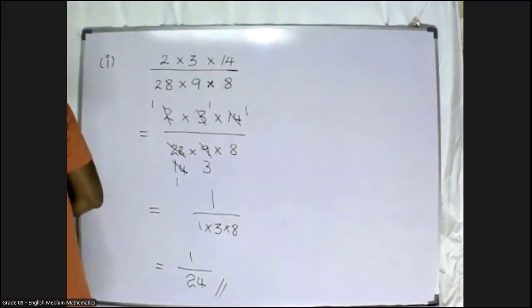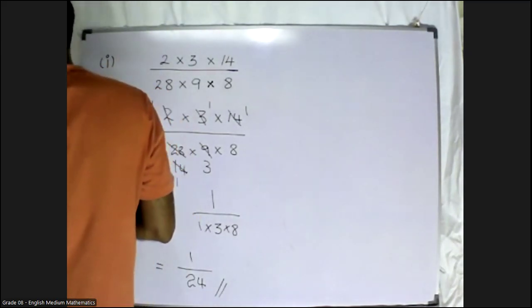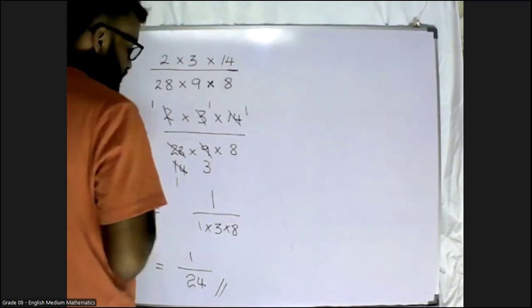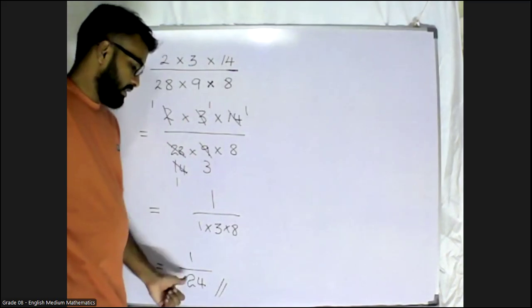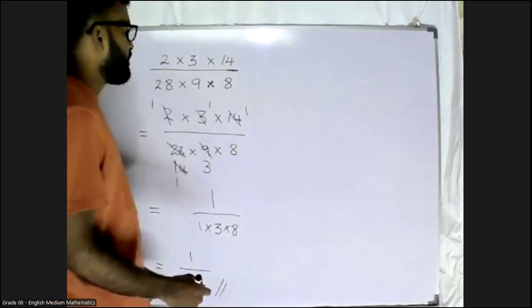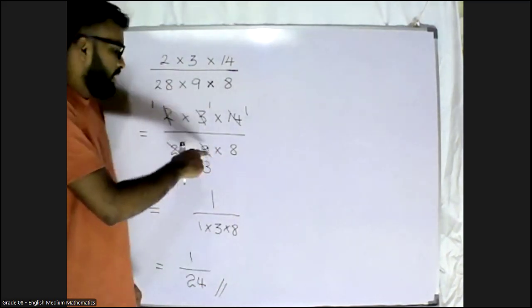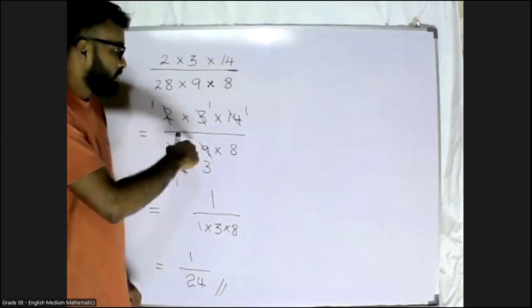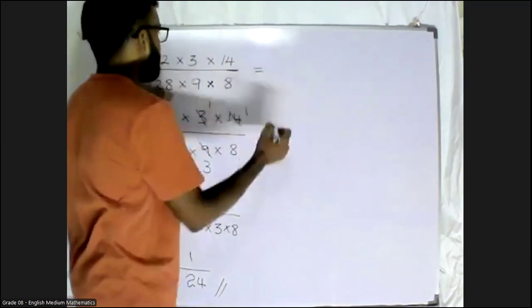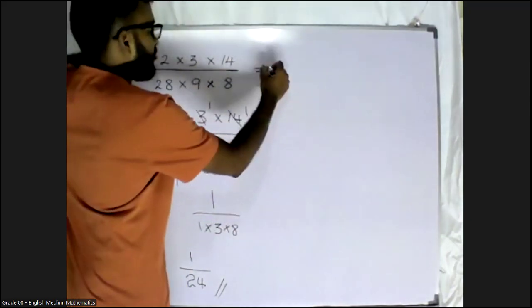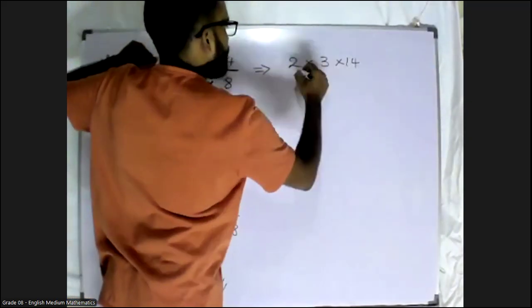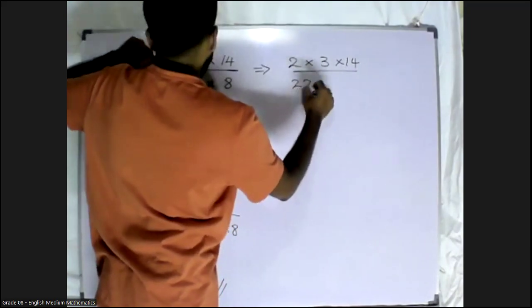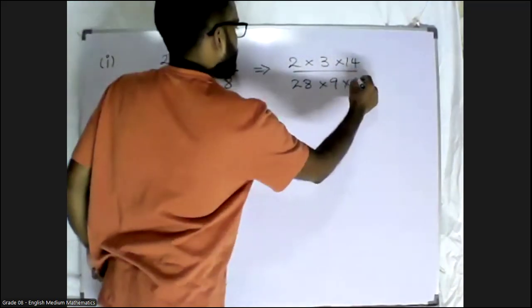Right. Sir, so was the method I did correct? Yeah. So if you obtain 1 over 24, yes, that is the answer, right? So it's very easy. So I will show you another way to simplify this, and I will take it like this. I will rewrite this one. 2 times 3 times 40 divided by 28 times 9 times 8.